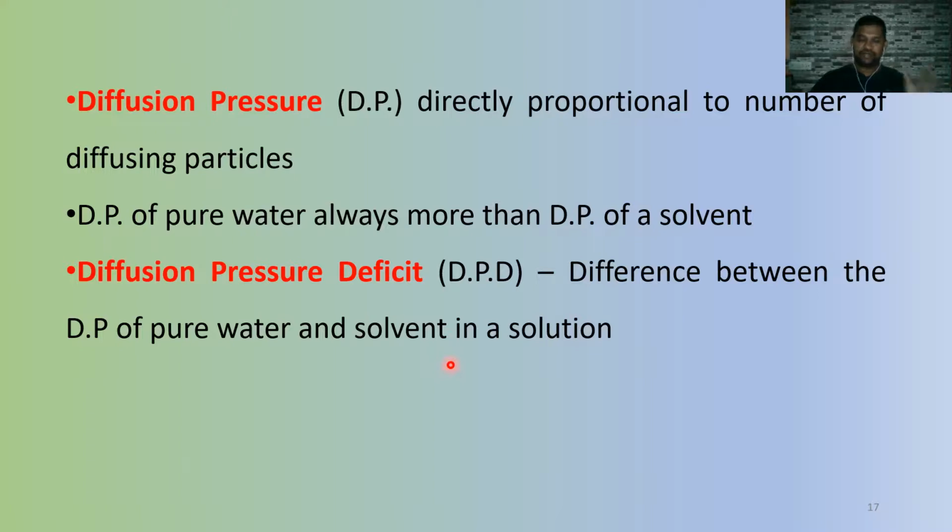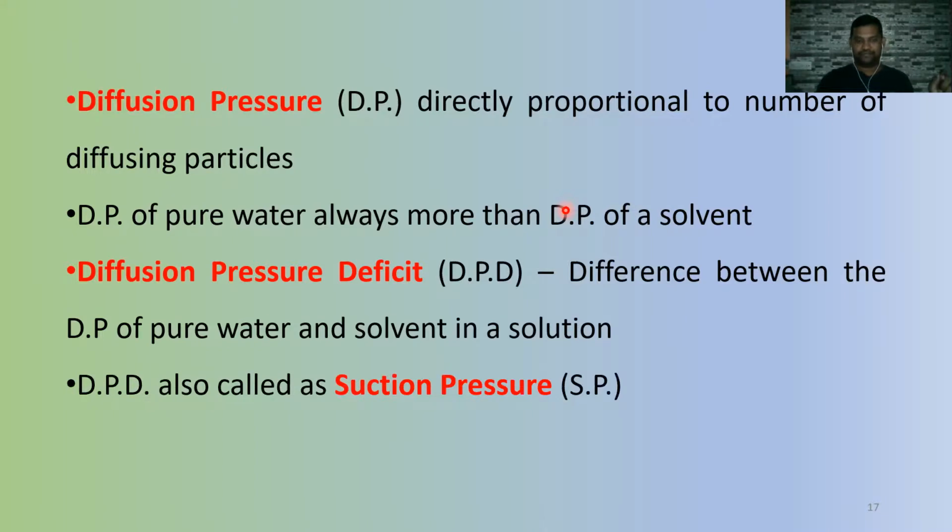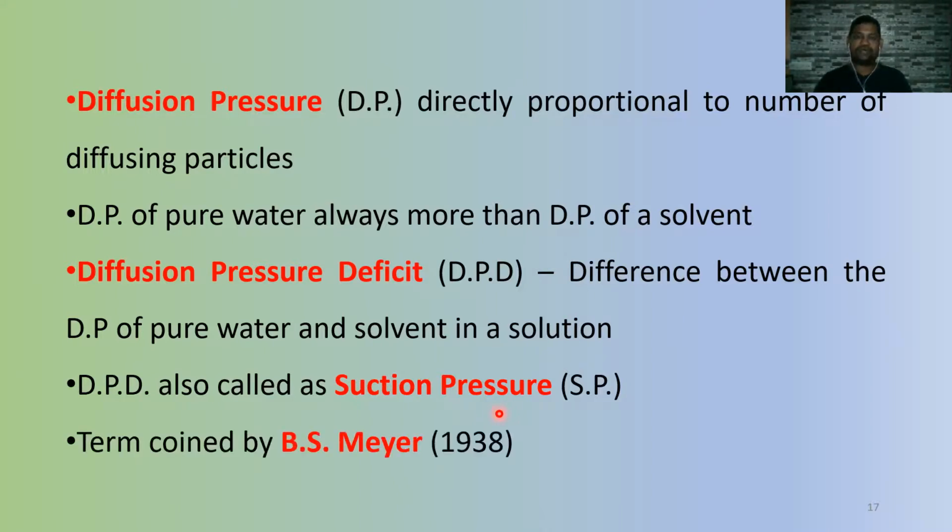दोनों के वैल्यूज में जो डिफरेंस आएगा, that is called as diffusion pressure deficit, DPD. The difference between the DP of pure water and the DP of a solvent. So DPD, diffusion pressure deficit, is also called as suction pressure, SP. Suction force करके होता है ना, the water is taken inside, वो word से आया है, so that is suction pressure. That is nothing but the diffusion pressure deficit, and this term was coined by B.S. Mayer in 1938.